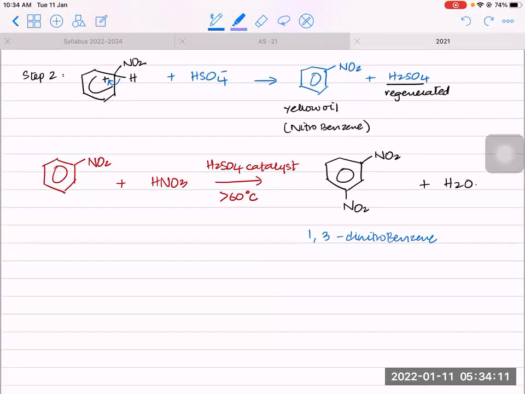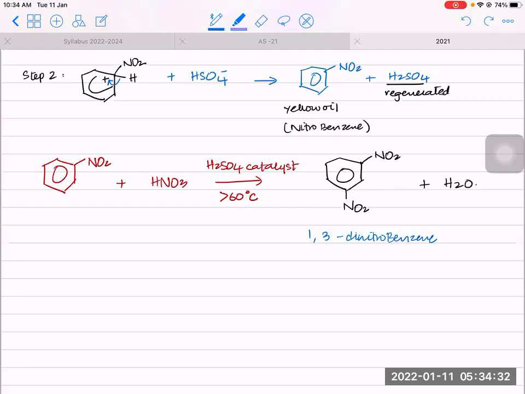The mechanism for dinitration, you don't need to know. You just need to know that when the temperature increases, it goes above 60, that's when another nitro group attaches on carbon number 3. Clear? And this is 1,3-dinitrobenzene.